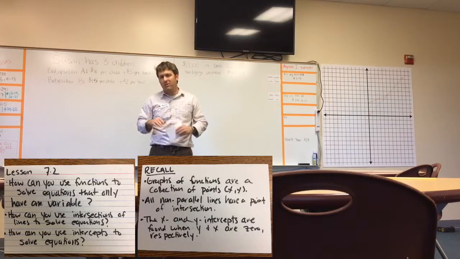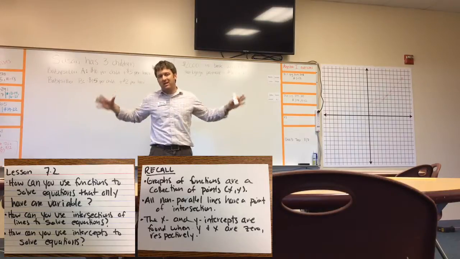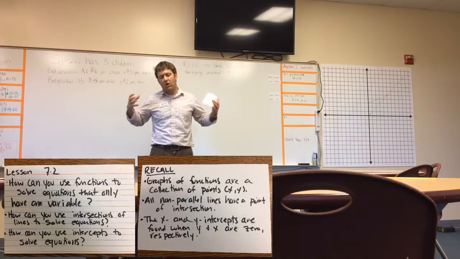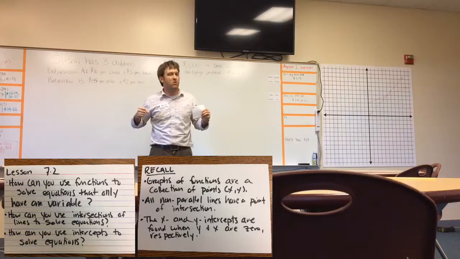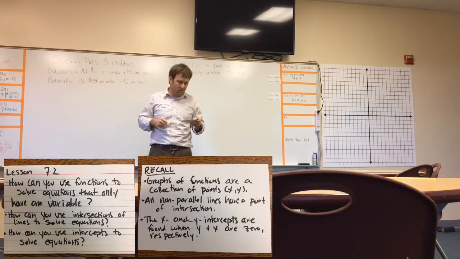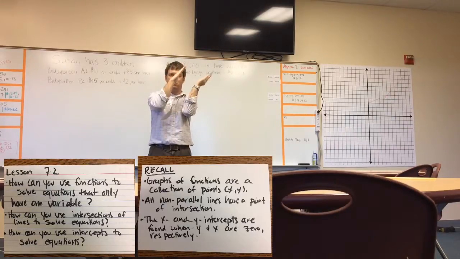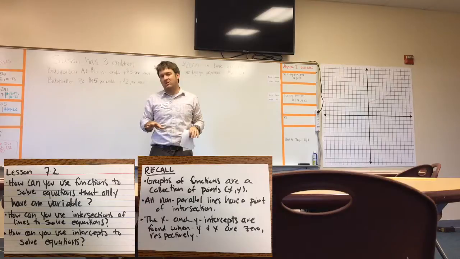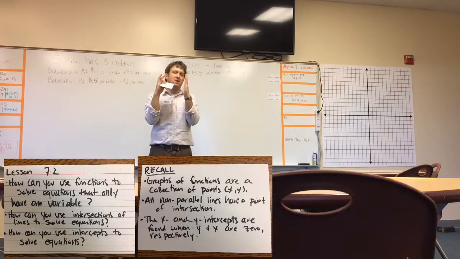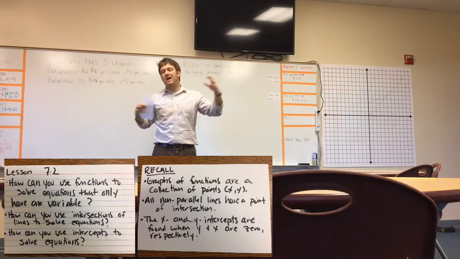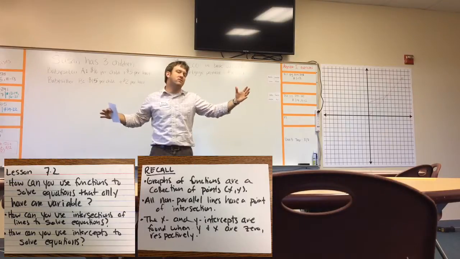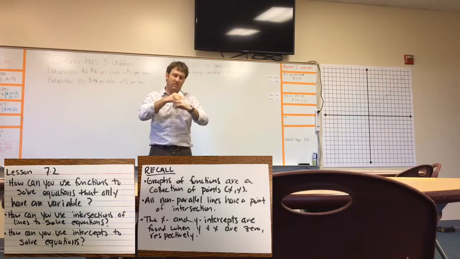Remember that the graph of a function is a collection of points, and all those points have an x-coordinate and a y-coordinate. All non-parallel lines, so as long as the lines aren't like this or like this, have a point of intersection. As long as the lines are not parallel, you can extend them out and somewhere they will have one point of intersection, somewhere where the lines are on top of each other.